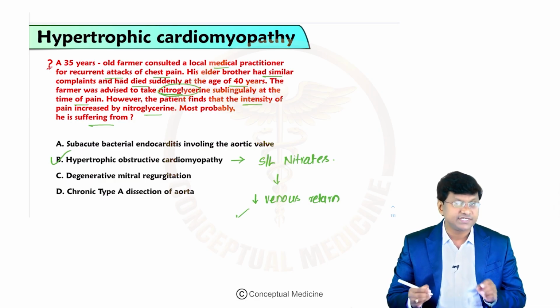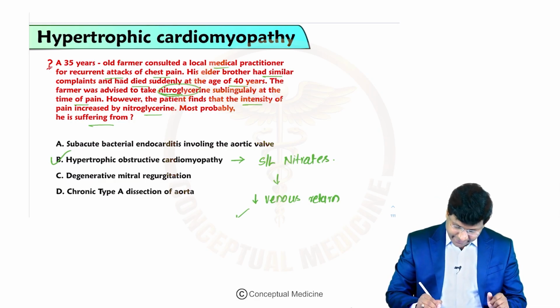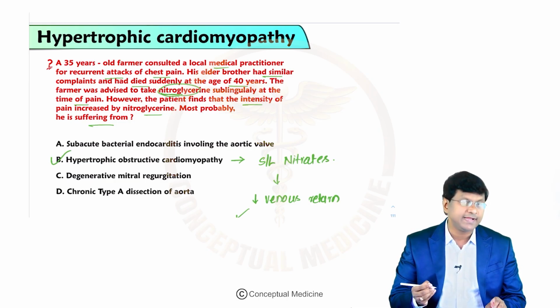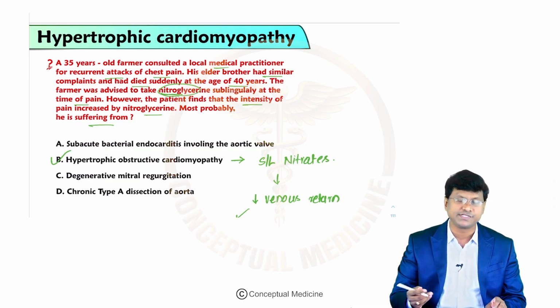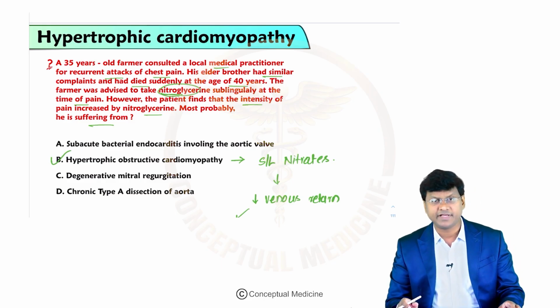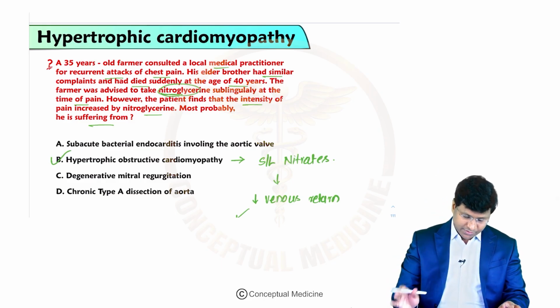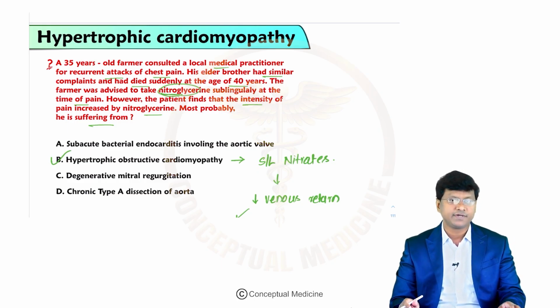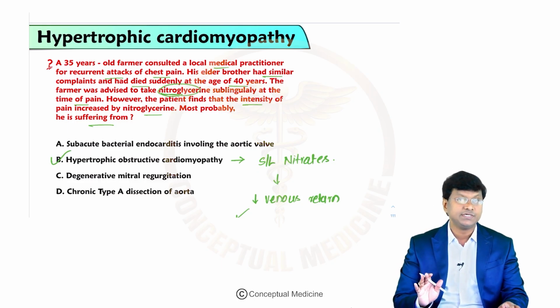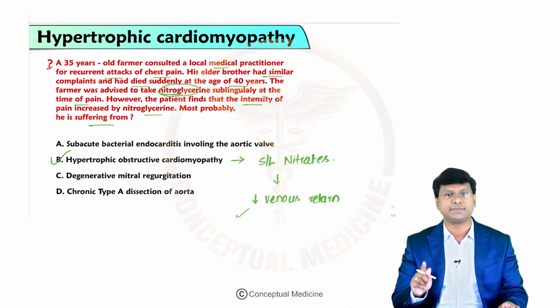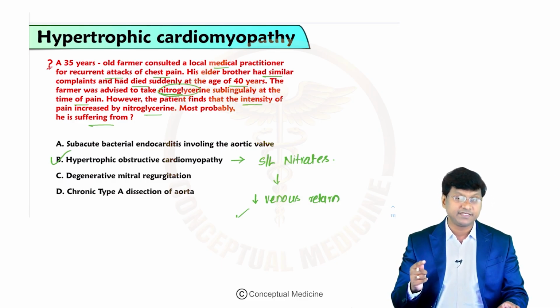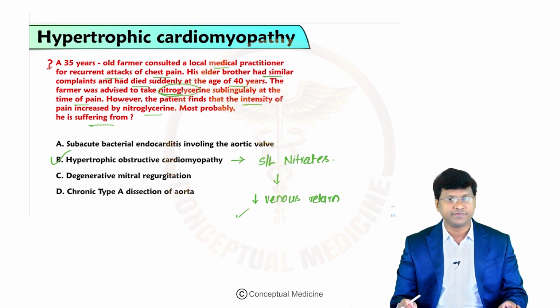So, as the venous return reduces, what will happen to the cardiac output? It decreases. And thereby what will happen to the myocardial perfusion? It reduces. And further, the individual will have a very severe chest pain. Okay. So, that is about hypertrophic obstructive cardiomyopathy. In patients with hypertrophic obstructive cardiomyopathy, you should not give sublingual nitrate. It will further accentuate the chest pain of the individual.